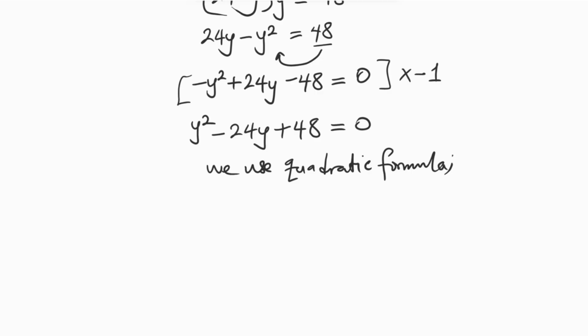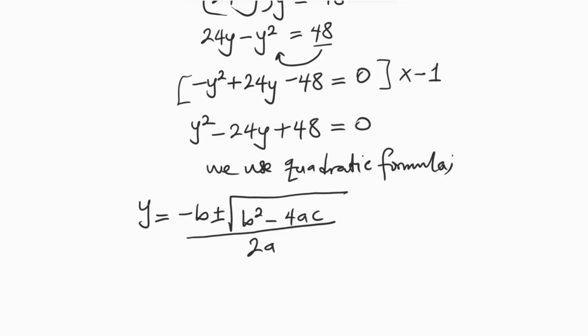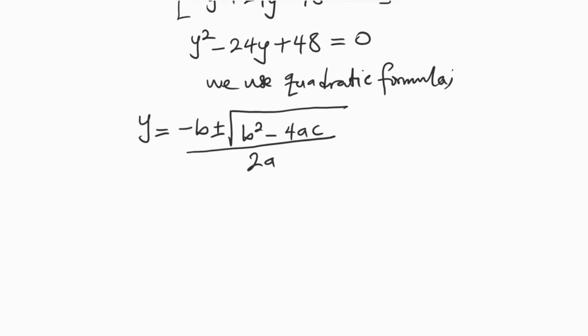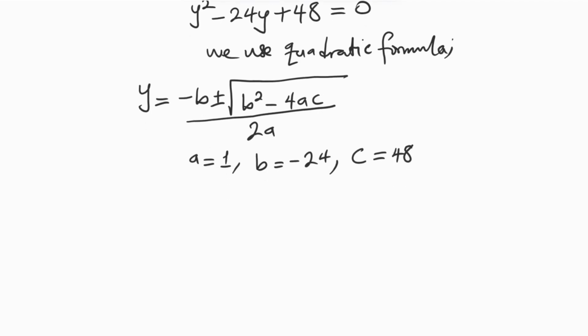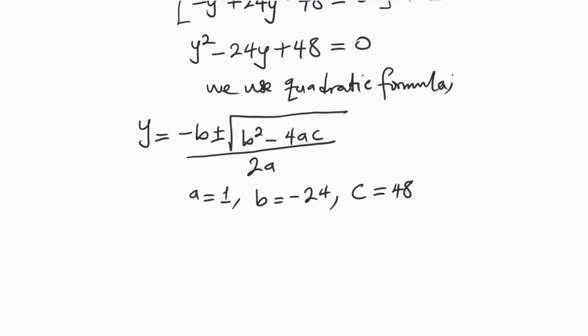Now, to be able to find the value of y, we use the quadratic formula, where y is equal to minus b plus or minus square root of b squared minus 4ac, divided by 2a. Now, our a is equal to 1, our b is equal to minus 24, and our c is equal to positive 48.